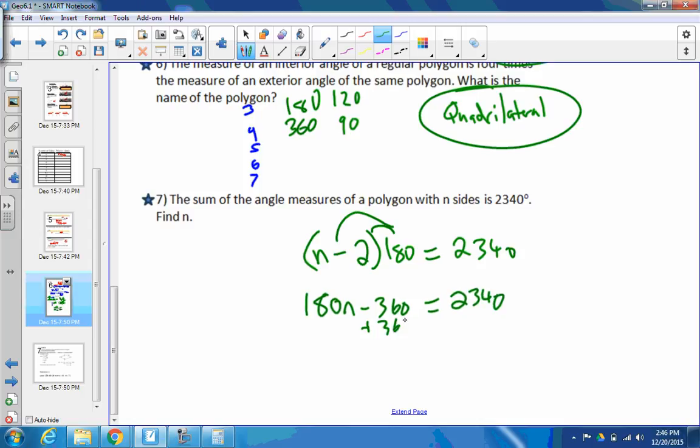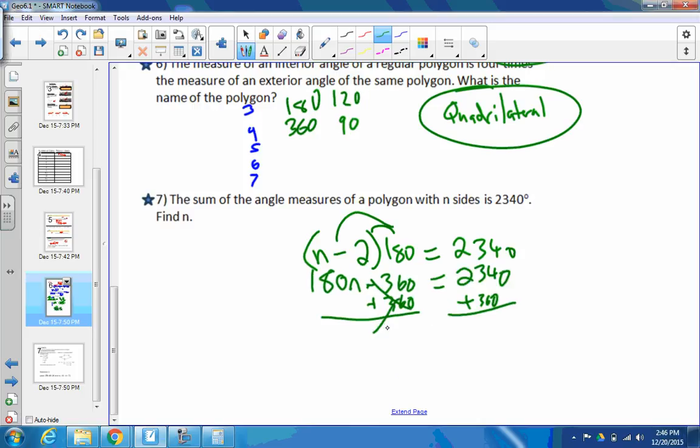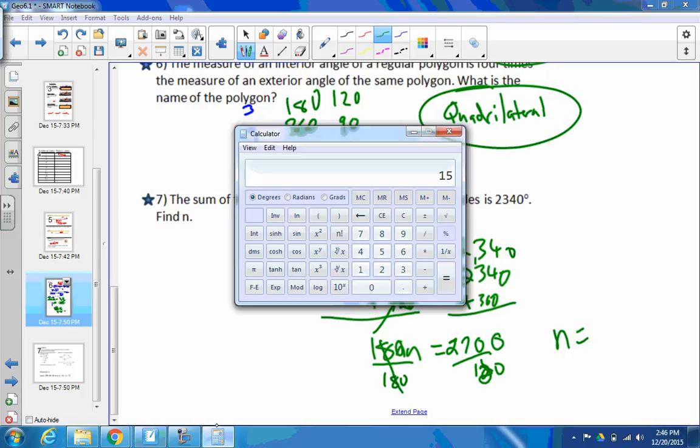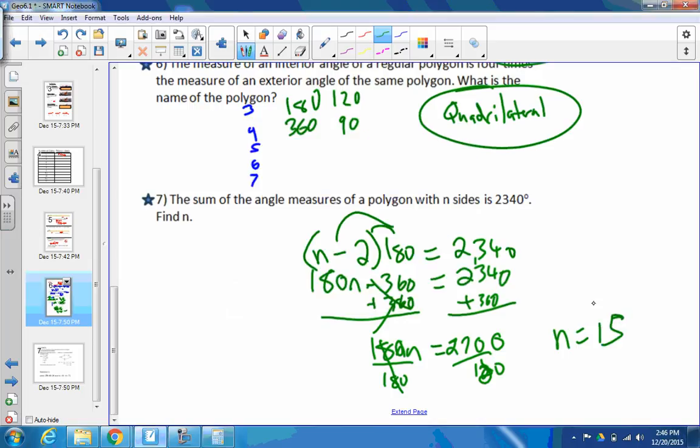We add 360 to both sides. You have 180n by itself, equal to 2,700. Divide both sides by 180. This should do the trick. n equals 2,700 divided by 180. 15. Oh, this was the same thing we had before. We had 15 sides.